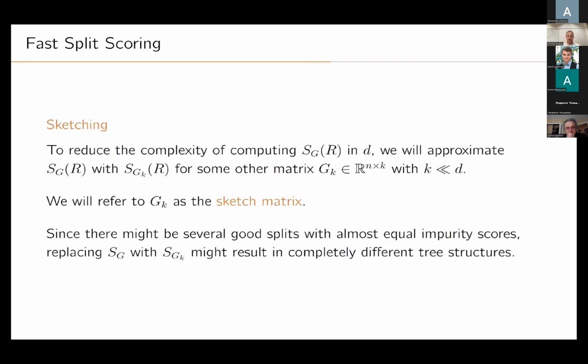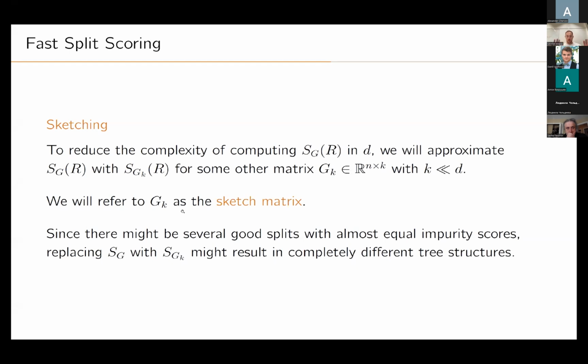And in SketchBoost, and that's why it's called SketchBoost, it's due to the technique called sketching. What we do is we try to replace this matrix G, which is n times d, with another matrix, let's say G_k, which has the same number of rows n, but a smaller number of columns k. So k is assumed to be much less than d. And we call this G_k a sketch matrix.